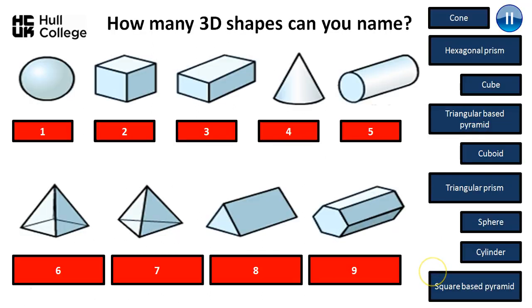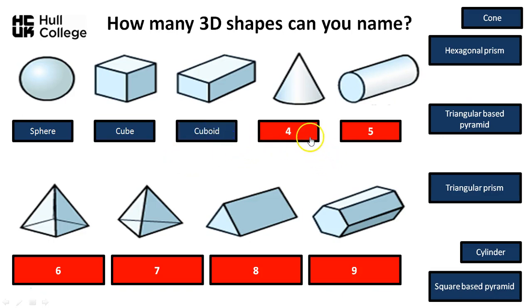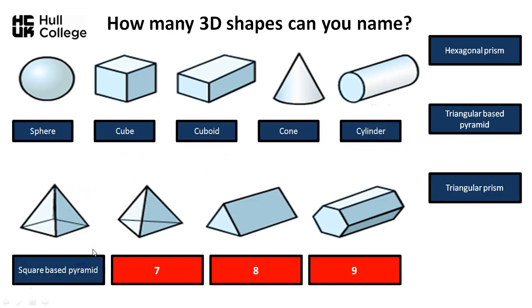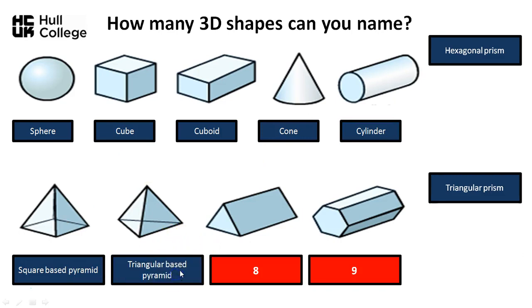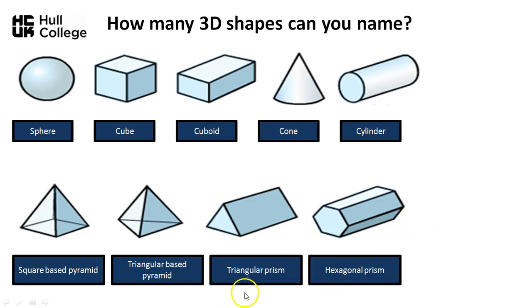So, how many 3D shapes can you name? Pause the video while you write the number and their name. So number 1 is a sphere, number 2 is a cube, number 3 is a cuboid, number 4 is a cone, number 5 is a cylinder, number 6 is a square-based pyramid, number 7 is a triangular-based pyramid, number 8 is a triangular prism, and number 9 a hexagonal prism. Did you manage to name them all?